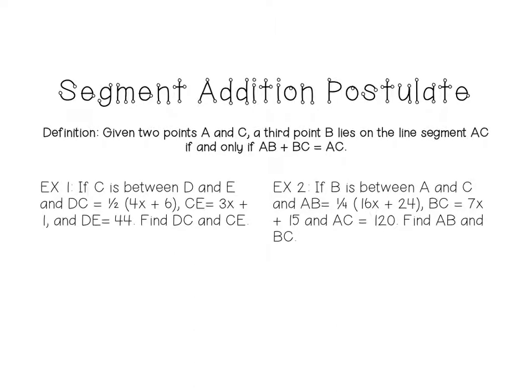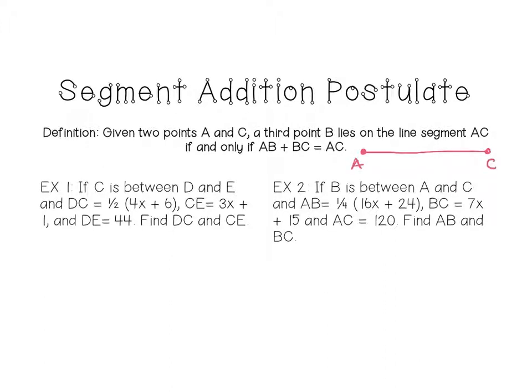The first thing we're going to talk about is the segment addition postulate, and the definition says that given 2 points, A and C, a third point B lies on the line segment AC if and only if AB plus BC equals AC. So this is very similar to when we did angle addition, but now we're just working with the segment instead.